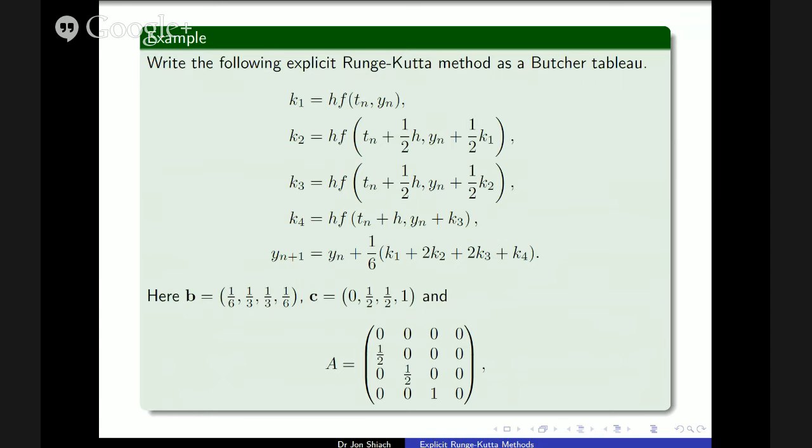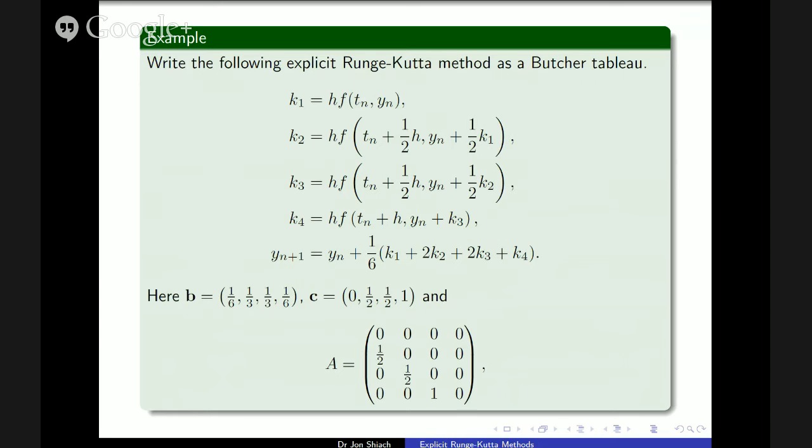So first B value is 1/6, second B value is 2/6. So in other words, 1/3. The third B value is 2/6, so that's a third. And the fourth B value is 1/6. Okay, so that's also a 6th. Anybody notice anything about these values? The B values sum to 1. And that's the same with all explicit Runge-Kutta methods. So 1/6 plus a third plus a third plus 1/6 will sum to 1.